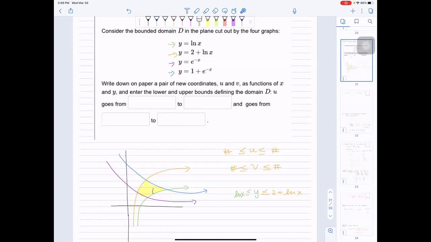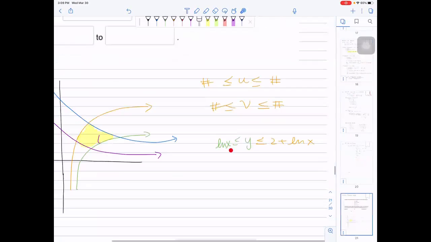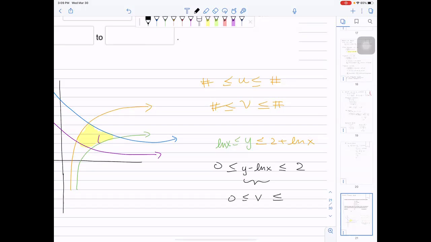You have done either set of equations. When you said y is bounded by the purple line at the bottom and the blue line at the top, yes, that's the next step. So the first step is we see something similar between the green and orange. Let's try to relate green and orange. Subtract natural log x on both sides. So y minus natural log x, you have 0 on the left side and 2 on the right. So now we have some expression. Let's name this v. V is now between 0 and 2. So we just found what we should choose for v.